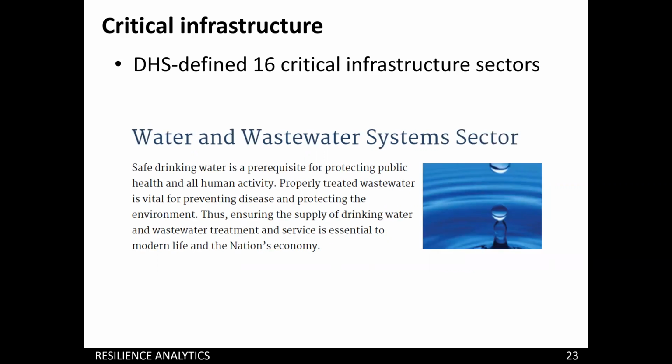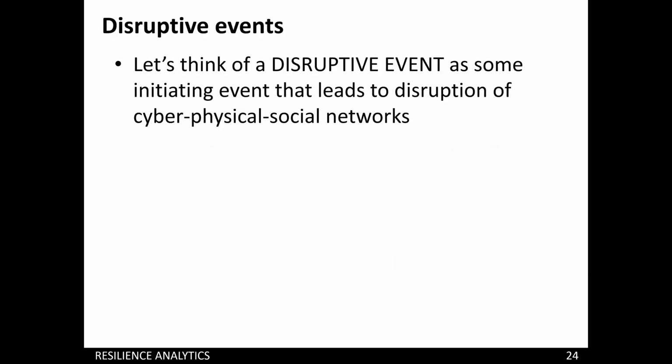And then finally, water and wastewater systems. So here we're talking about the conversion of wastewater into something healthy for the environment, or at least not too toxic for the environment, but then also the transport of potable water to our homes. And again, if we're thinking about water flowing in pipeline, that's a network. So let's think about then disruptive events and how disruptions might impact those different infrastructure systems. And let's think about a disruptive event as just the initiating event, okay, that leads to the disruption of whatever these networks might be.